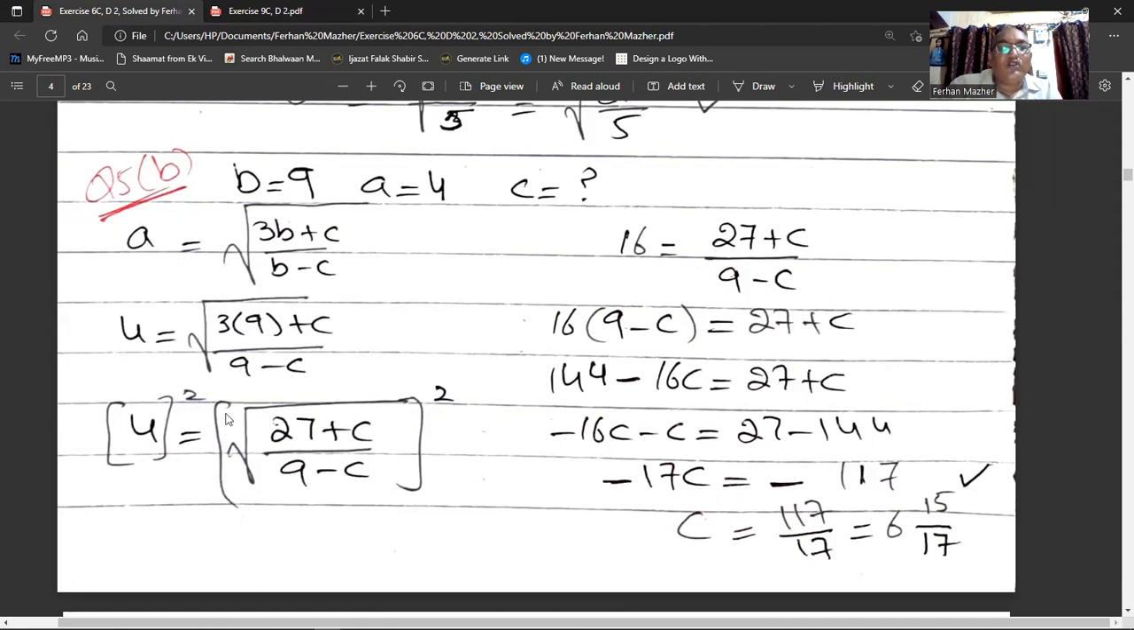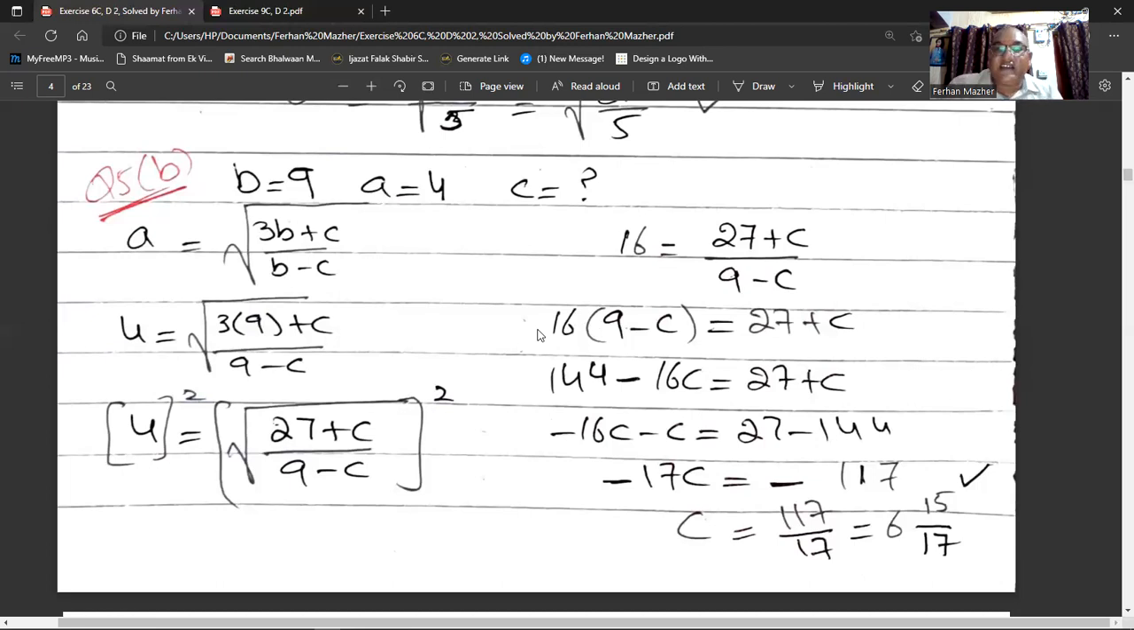So take the square on both the sides. Here I will take 4 square, and here I will take the square. The square and square root will be cancelled. So you will have 16 equals to 27 plus c divided by 9 minus c. Cross multiply here. So you will have 16 into bracket 9 minus c bracket close equals to 27 plus c. So you will have 144 minus 16c equals to 27 plus c.